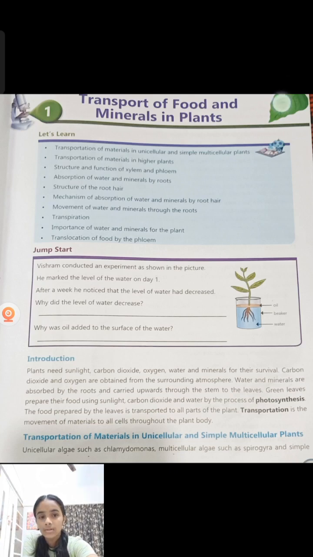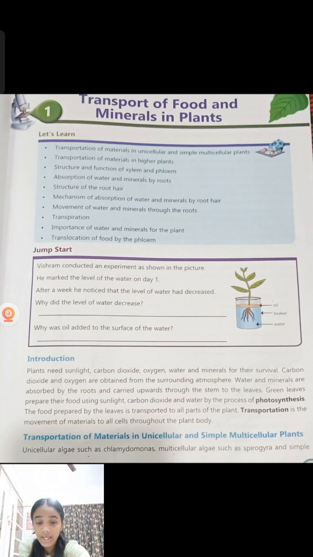Question number 5, what is transportation? The answer is, transportation is the movement of materials to all cells throughout the plant body.